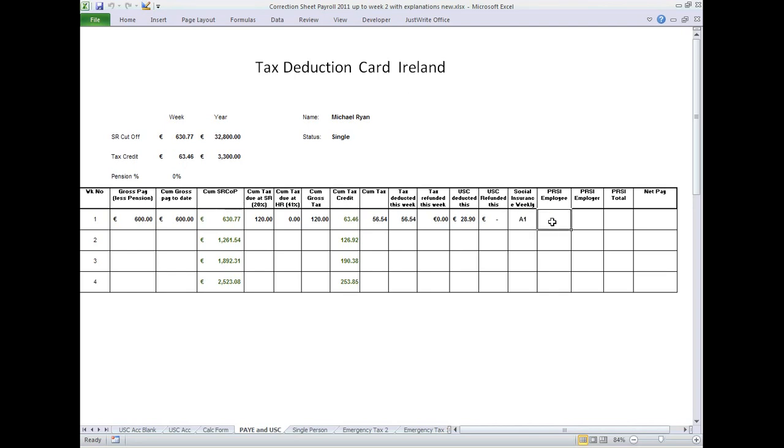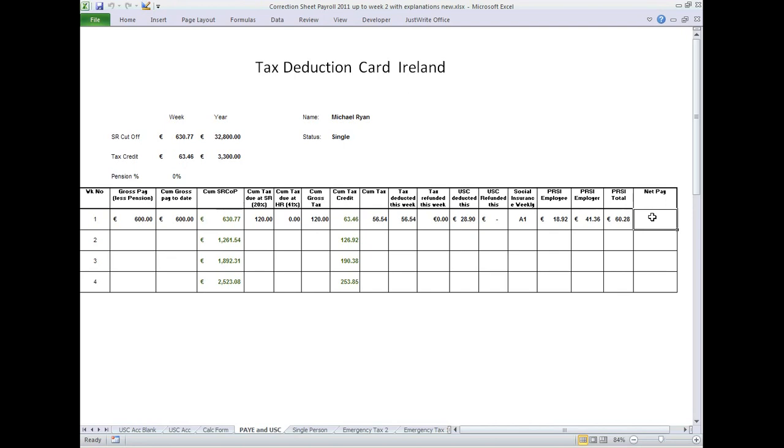And the employee's rate, again you do this off sheet, it's 18.92, and the employer's PRSI, you're doing that off sheet as well. And then the total is just what the employee pays and what the employer pays. So we can just fill that in.